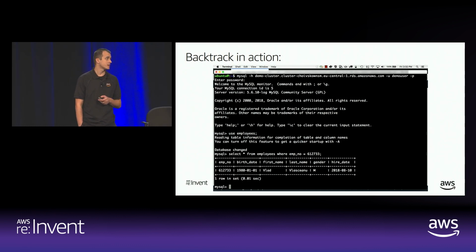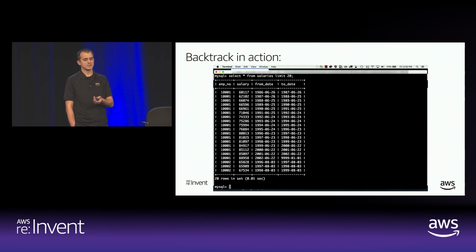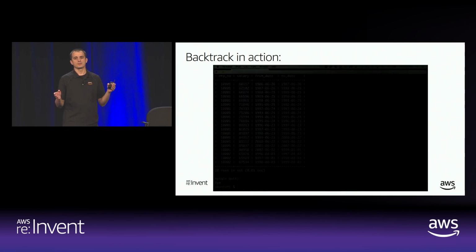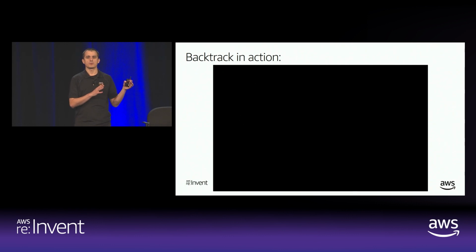Now let's see what happens with the salaries. And the salaries are all fixed again. They're all different values, so that's good. So I basically fixed a potentially very costly mistake in a matter of a few minutes by simply replaying the database back to that state. Now, key to understand here, Backtrack works at the cluster level, so you wouldn't be able to just replay back one table or another table. It's the whole database or nothing.